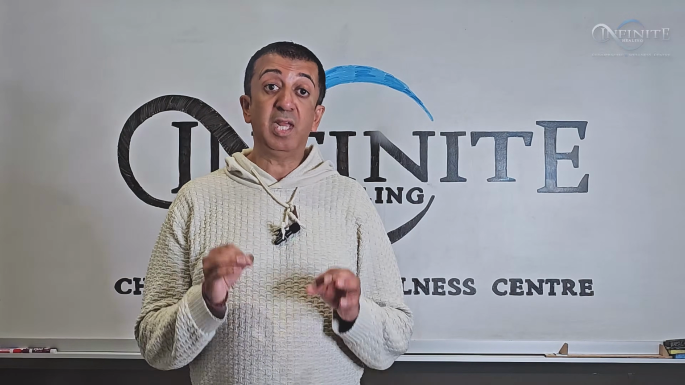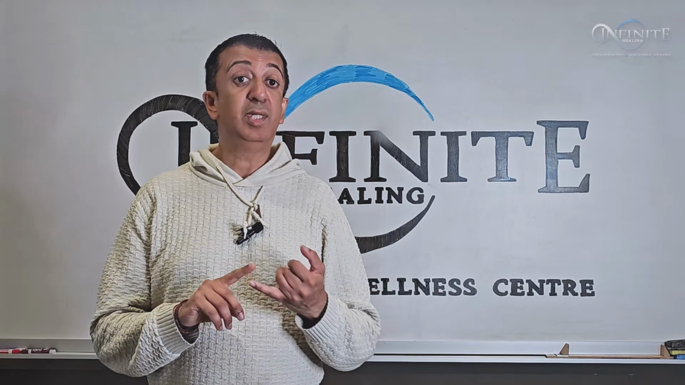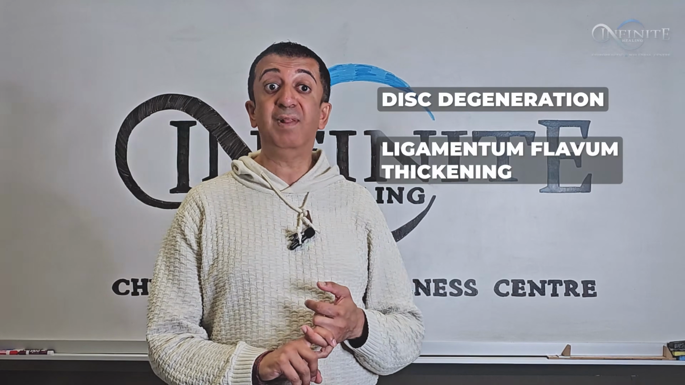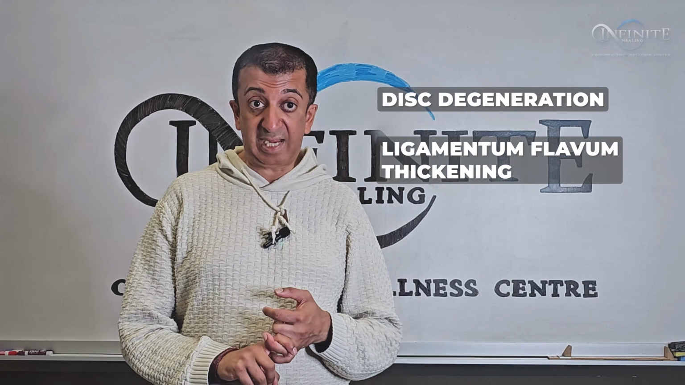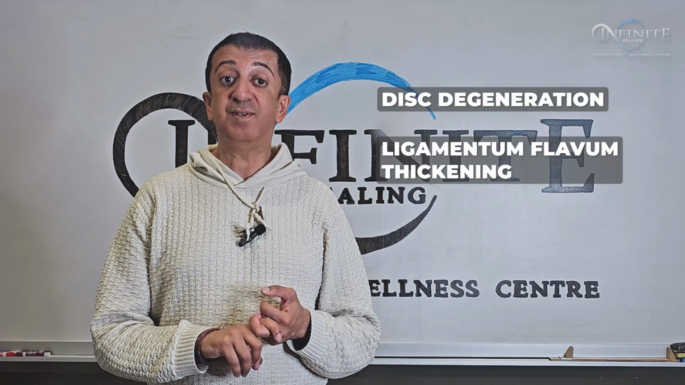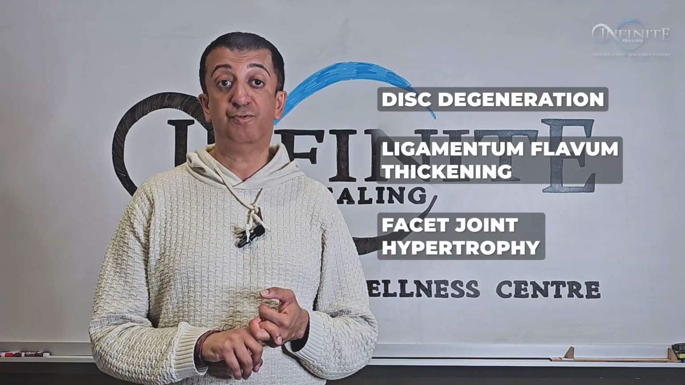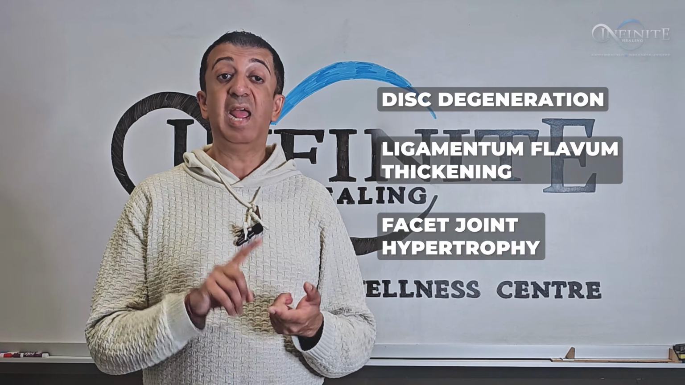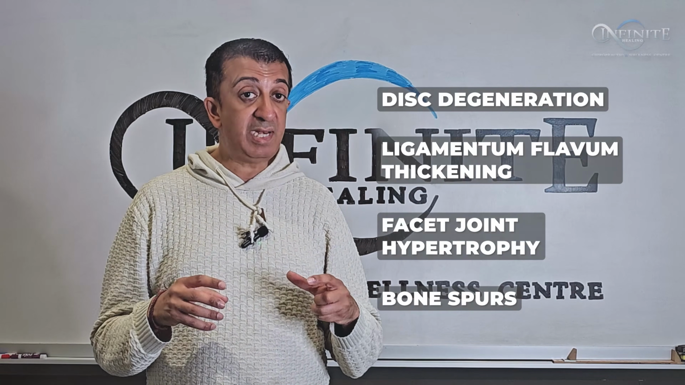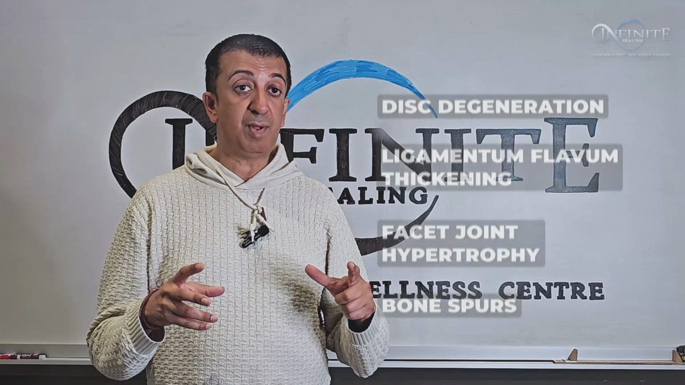Multi-level stenosis involves arthritic changes. Disc degeneration could be occurring. Ligamentum flavum could be thickening in your body. As well, you could also be getting facet joint hypertrophy, and bone spurs. So all these areas could be occurring simultaneously in your lumbar spine.